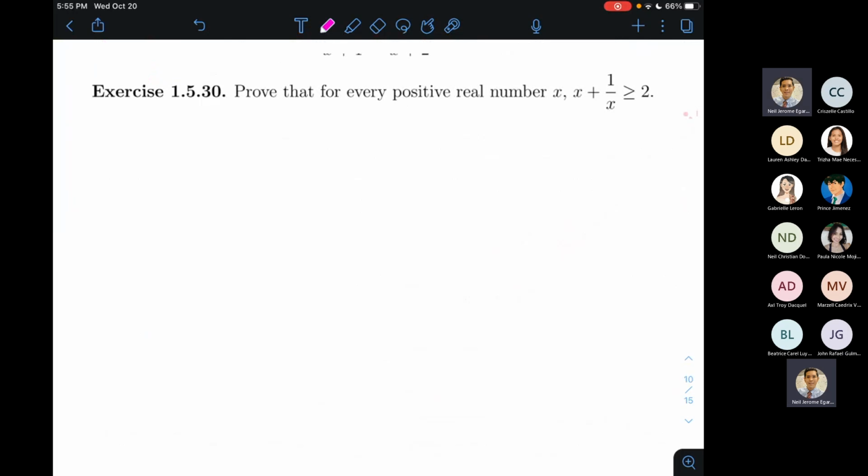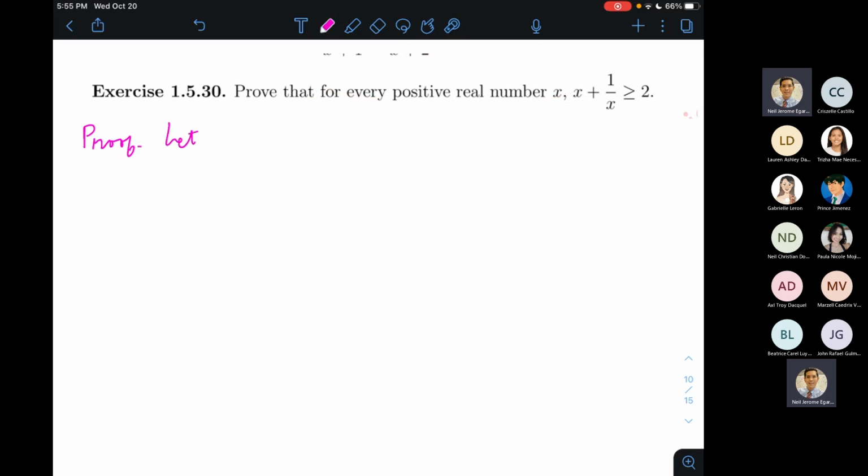Okay, so let's try this one. I guess we have proven a similar statement to this last time, x plus 3 over x greater than or equal to 6, if I'm not mistaken. And I think we did a direct proof for that. I think a contrapositive proof might also be good for this one, but let's try it by contradiction. The statement claims that it should be true for any positive real number x.